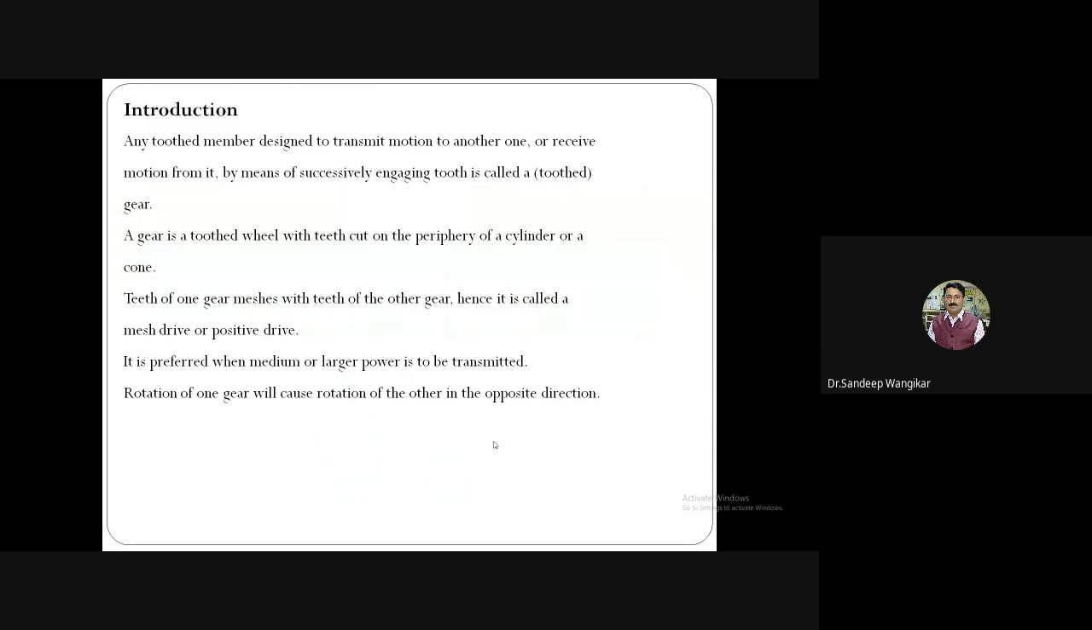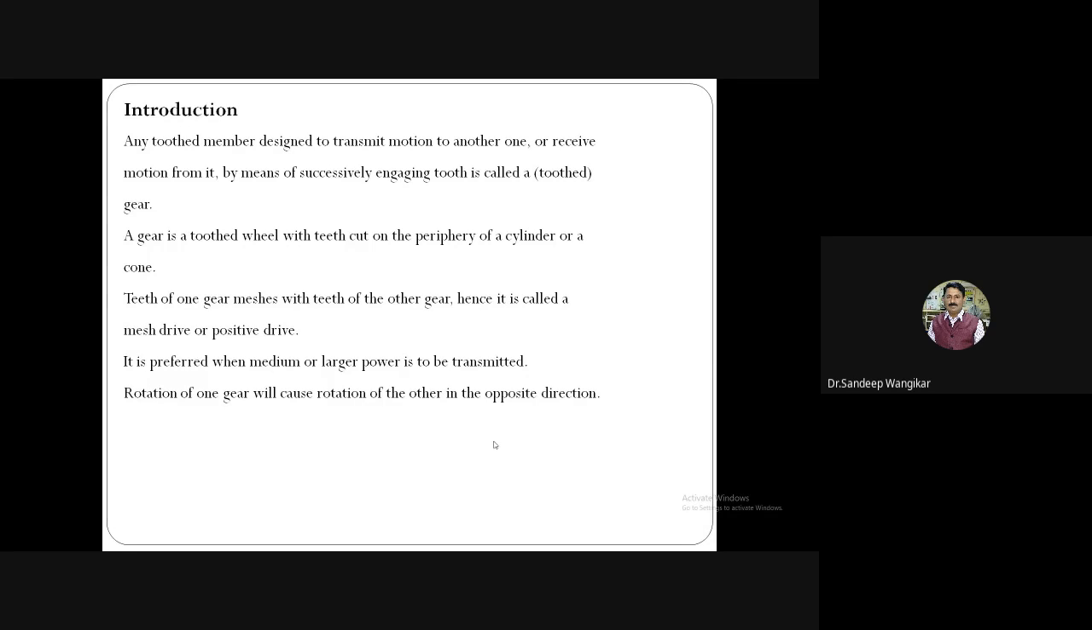What is a gear? Any toothed member designed to transmit motion to another one, or receive motion from it by means of successively engaging teeth, is called a toothed gear. Another bookish definition: a multi-lobed cam or toothed wheel is also known as a gear. A gear is a toothed wheel with teeth cut on the periphery of a cylinder or a cone. The teeth of one gear mesh with the teeth of another gear, hence it is called a mesh drive or positive drive. It is preferred when medium or larger power is to be transmitted.